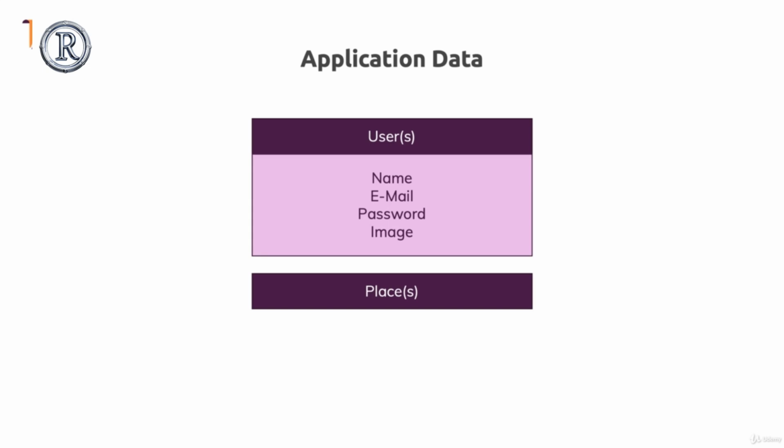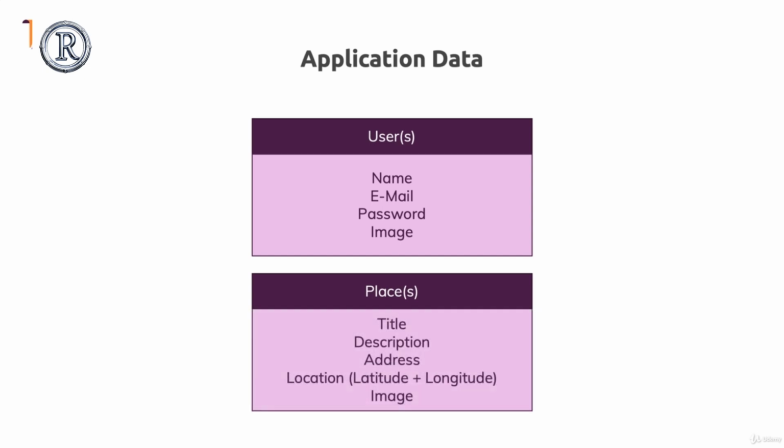Now, name and image are optional. We'll definitely need email and password in order to implement authentication, which of course requires an email-password combination. Now, for the places, it's also up to you, but there I want to have a title and a description for every place, a human readable address, so basically street name, city name, a location, which is a pair of coordinates, latitude and longitude, and also an image.